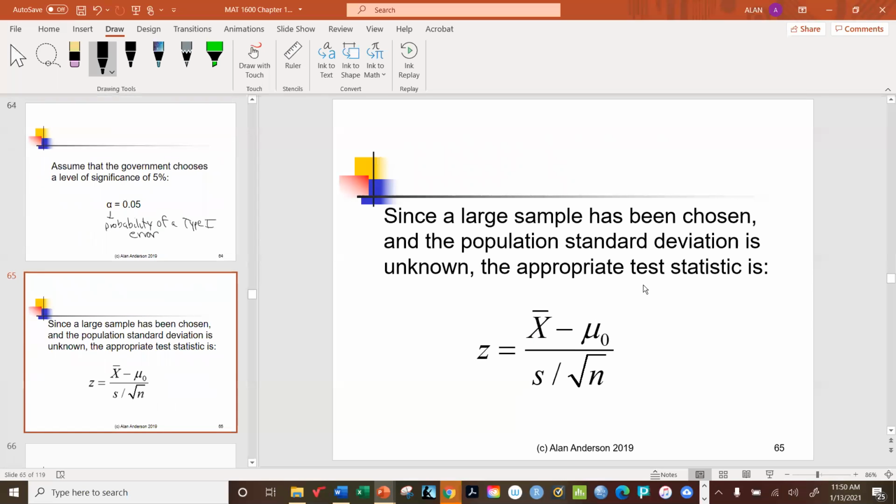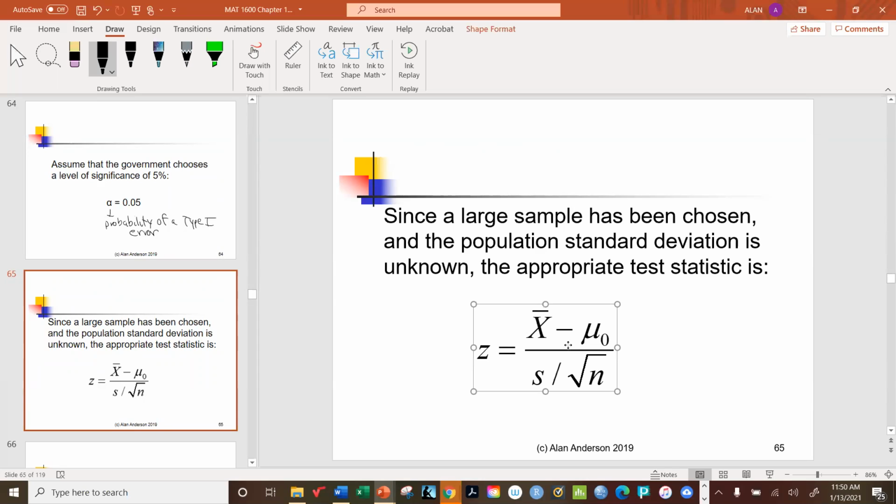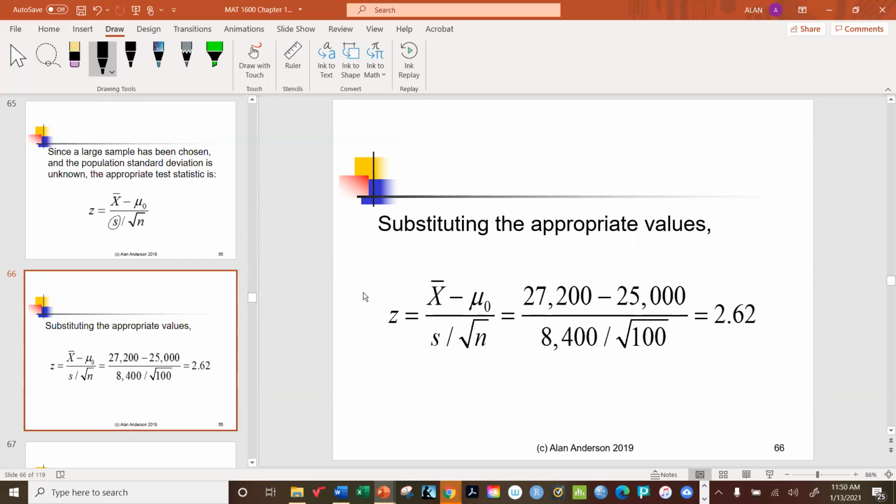Now, the next step is to calculate the test statistic. So what you need to do is make sure you pick the right one. And again, remember, we discussed this: z is being used because the sample size is large, and s is being used because we don't know the population standard deviation. So when we plug in these numbers, we're going to get our test statistic. All right, are you ready? So we plug them in and we end up with 2.62. Now that's a pretty large number.